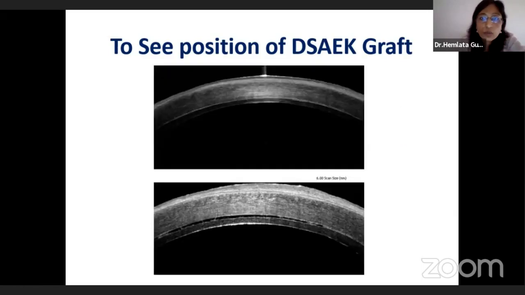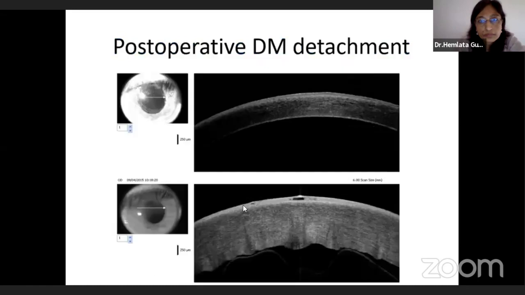This is another case where the day 1 patient presented with corneal edema. The visibility was not that great on slit lamp examination. ASOCT was done, and you can see in the bottom picture that the graft was detached almost throughout. So rebubbling was done, and in the top picture, you can see that the graft is very well attached and there is resolution of the corneal edema.